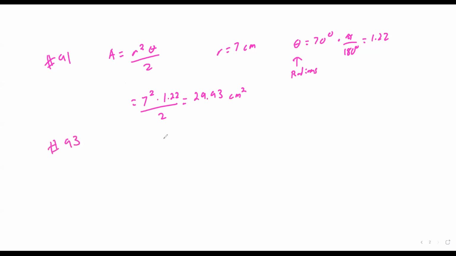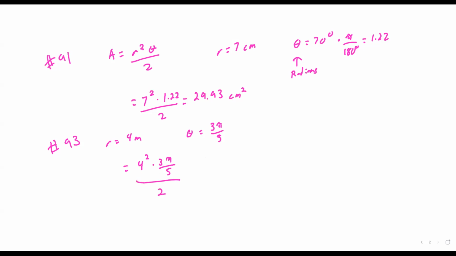Looking at 93, it says find the area of a sector of a circle with a radius of 4 meters with a central angle of 3 pi over 5. Already in radians, so all we got to do is go straight into plugging it in.